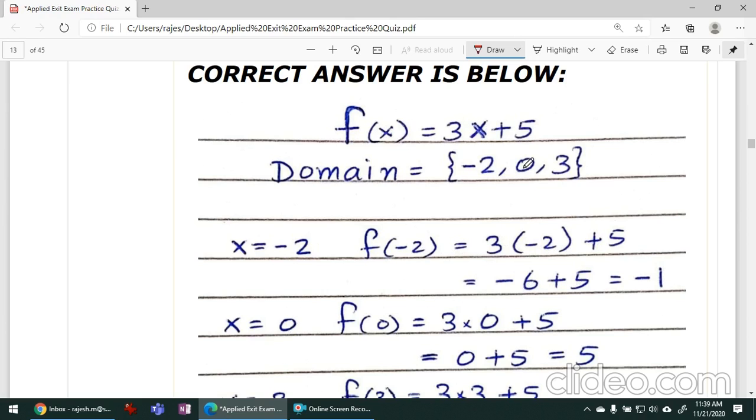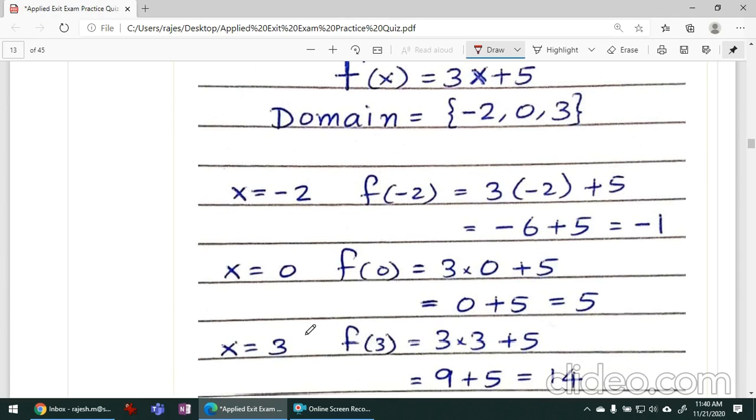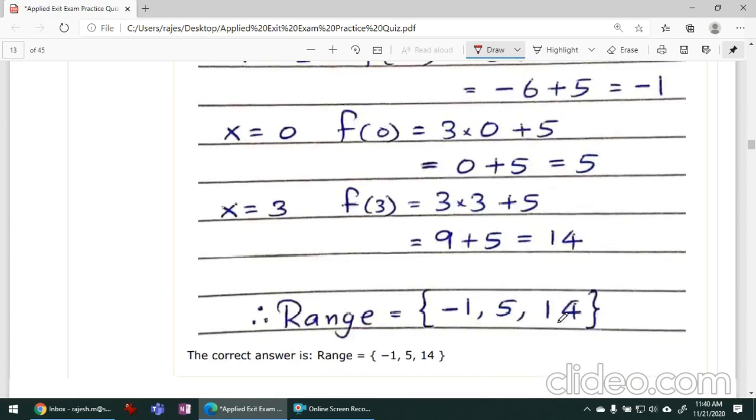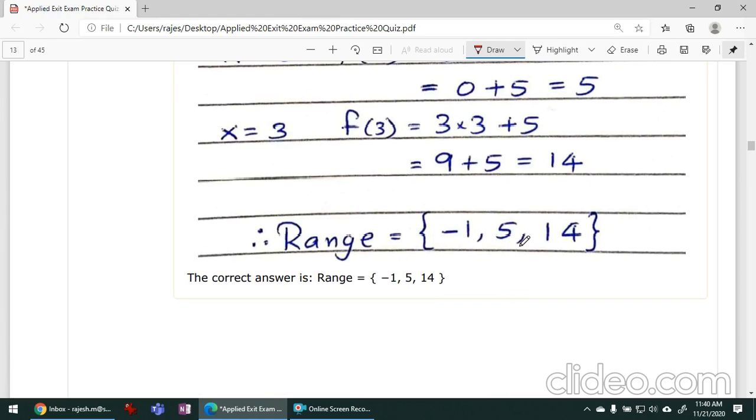Now you change x to the second number, 0. So f of 0 is 3 into 0 plus 5. 3 into 0 is 0, 0 plus 5 is 5. Now you take the number 3, x equal to 3. So f of 3 is 3 into 3 plus 5. 3 into 3 is 9, 9 plus 5 is 14. So you have three numbers, minus 1, 5 and 14. So the range is minus 1, 5, 14.